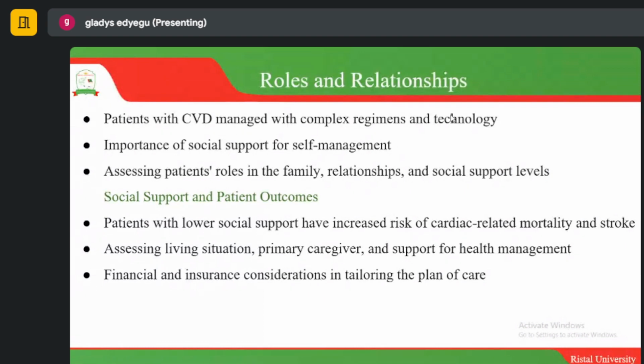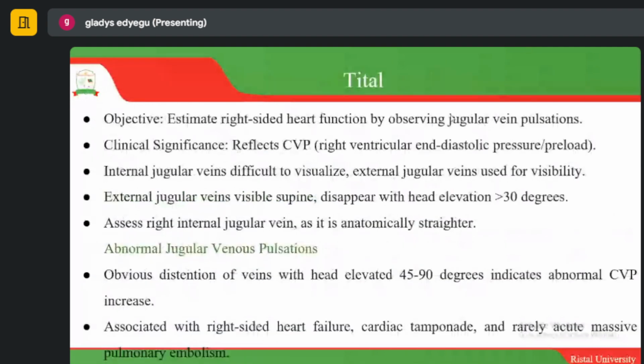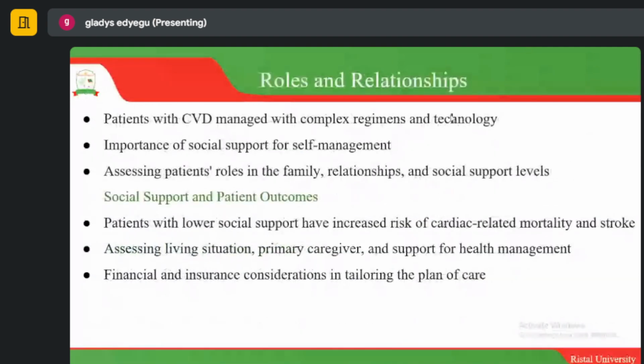So I want us to look at the roles and relationships. Patients with cardiovascular disease manage with complex regimens and technology. So some of these patients can have a lot of complicated conditions, and when they get this, even the management may be complicated, and also the technology for handling them will be complicated. So the way we manage these patients may not be the same. They may all have heart conditions, but they are not the same. The way they present may be different, or the severity may be different.